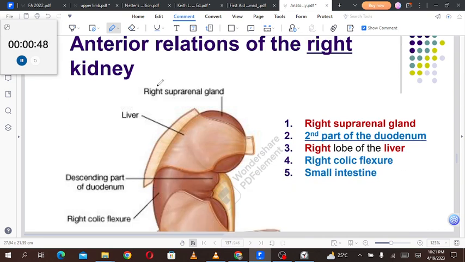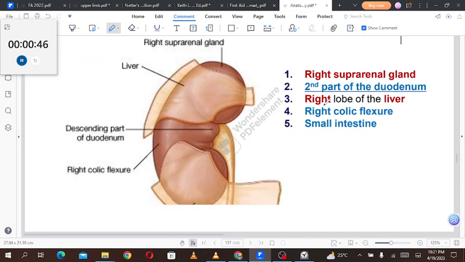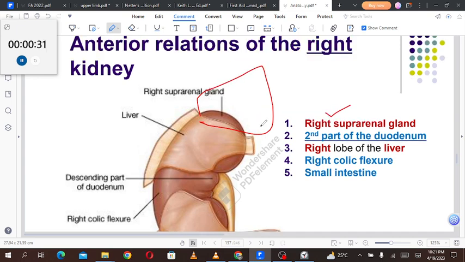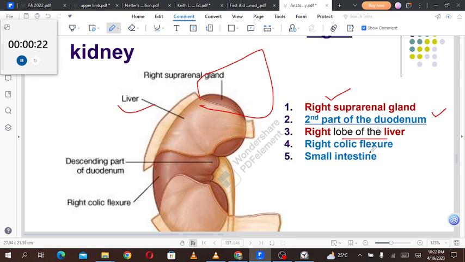Anterior relationships of the kidney. The anterior relationships of the right kidney are the right suprarenal gland, located over there, then the second part of the duodenum, the descending part of the duodenum, the right lobe of the liver, then the right colic flexure, and the small intestine. So these are the five relationships of the right kidney.